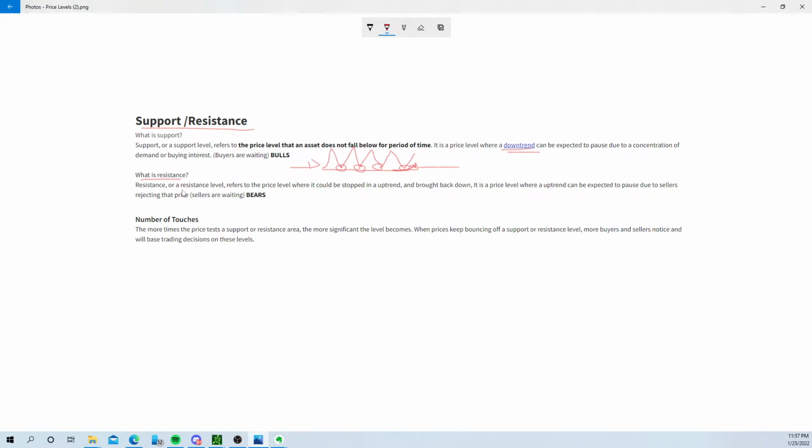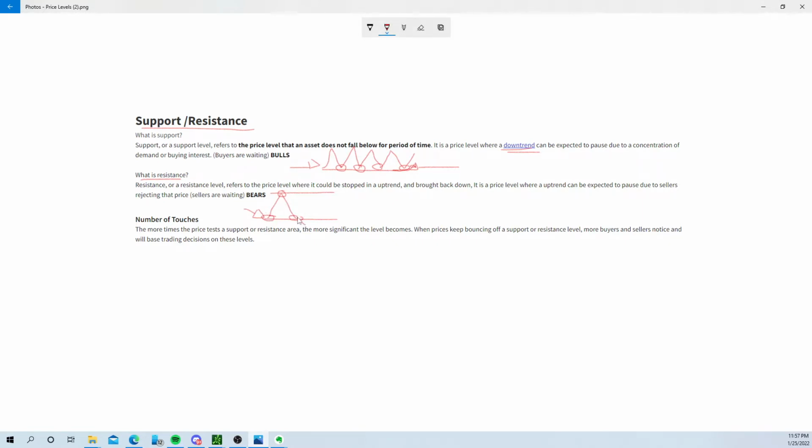a resistance level refers to the price level where it could be stopped in an uptrend. Since we had the support at the bottom, now at the top is the resistance. So what's going to happen? Okay, we found a support, right? As we said earlier, the stock goes up. And what's happened here? Resistance. It touched once, came back down two times. So let's say we're predicting. We found two touches here, one here and another one right there.